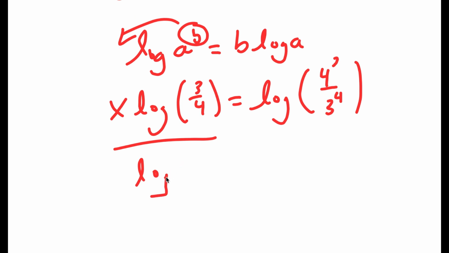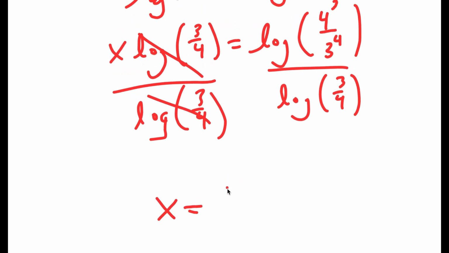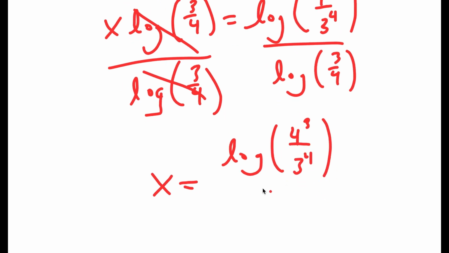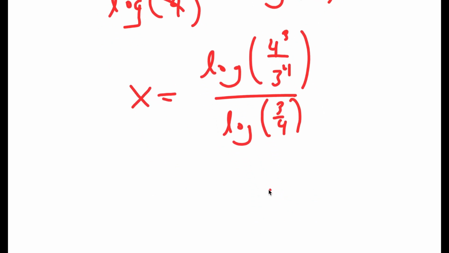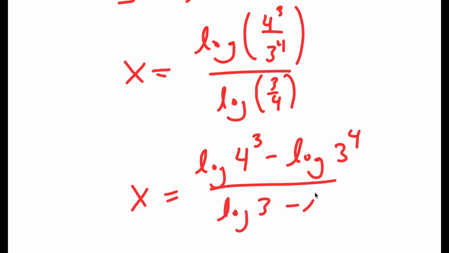Now I'm going to divide both sides by log 3 over 4. So these two cancel out, and I get x is equal to log of 4 to the power of 3 over 3 to the power of 4, all over log 3 over 4. Now this is the same thing as log 4 to the power of 3 minus log 3 to the power of 4, over log 3 minus log 4.